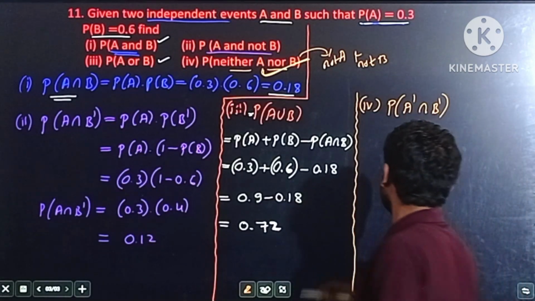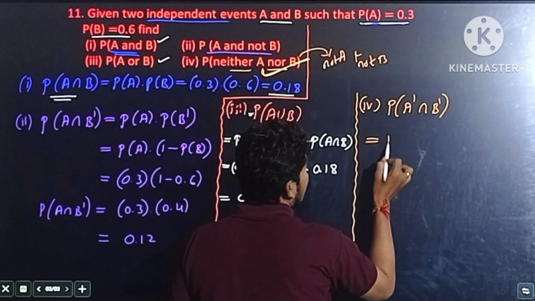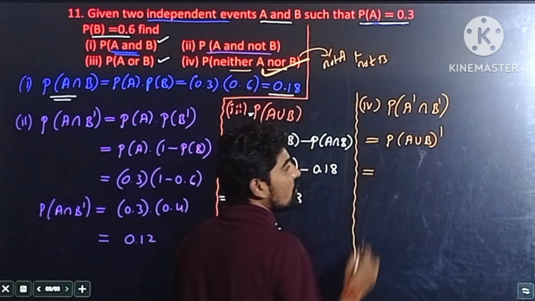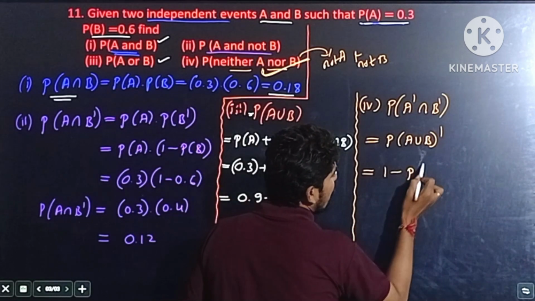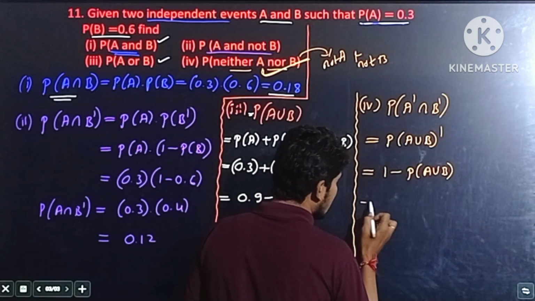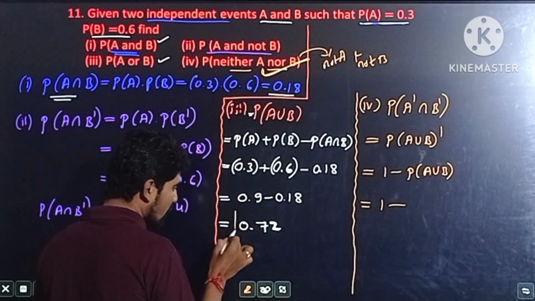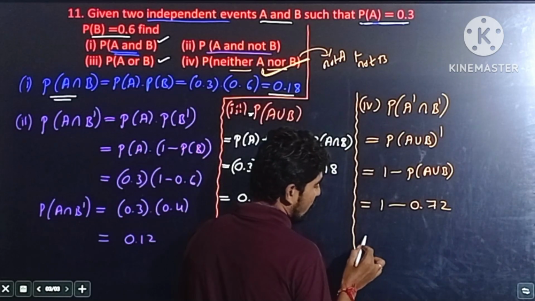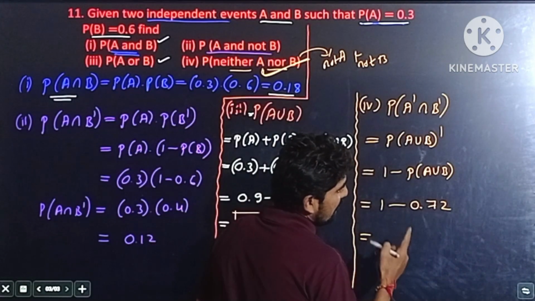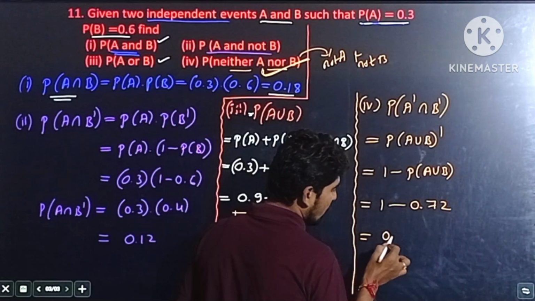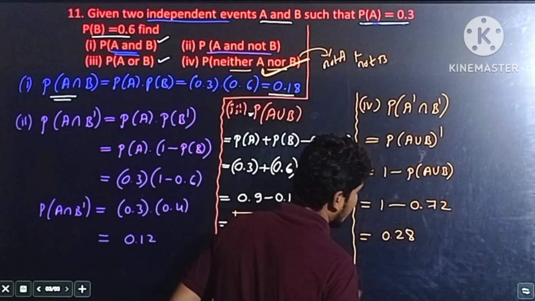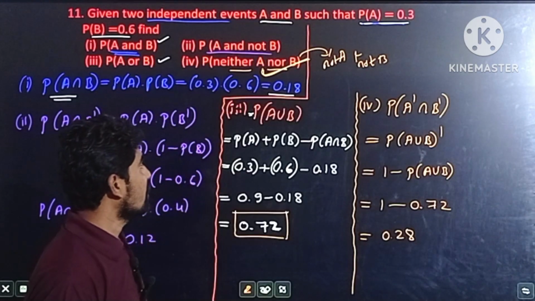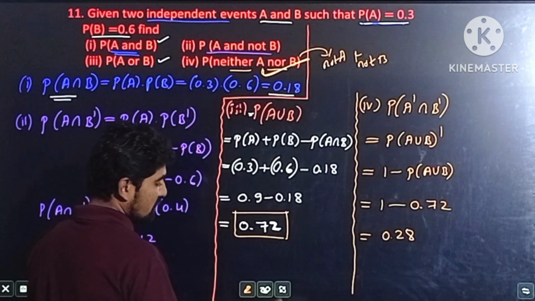And by using De Morgan's law, probability of A dash intersection B dash can be written as probability of A union B whole dash. And we know that probability of A union B whole dash is 1 minus probability of A union B, which is equal to 1 minus, we calculated the value of probability of A union B, which is 0.72, and 1 minus 0.72 is equal to 0.28. The required value of probability of neither A nor B is equal to 0.28. I hope all of you understood this question. Now let's start the next question.